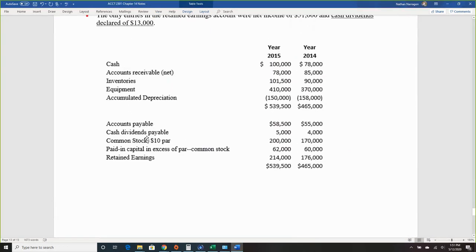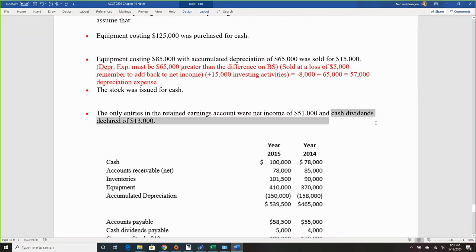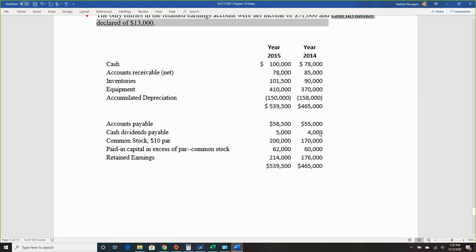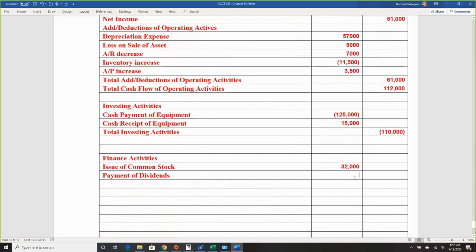As one, we have no long-term liabilities. Now, be careful of this. And don't just take the difference. You have to read. Here, it says cash dividends declared of $13,000. Does that mean we paid all of it? No. But it does increase this liability account. So, we started with $4,000. Then we declared $13,000, but we still have $5,000 left in the account. So that means we actually paid out $12,000 of our dividends. So of course, if we paid out that amount of cash dividends, that's a decrease in cash.